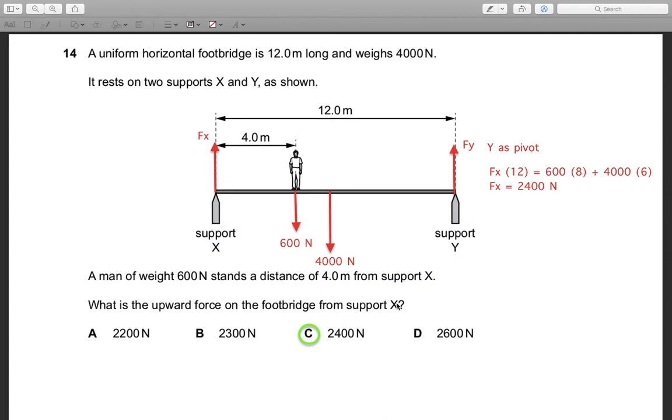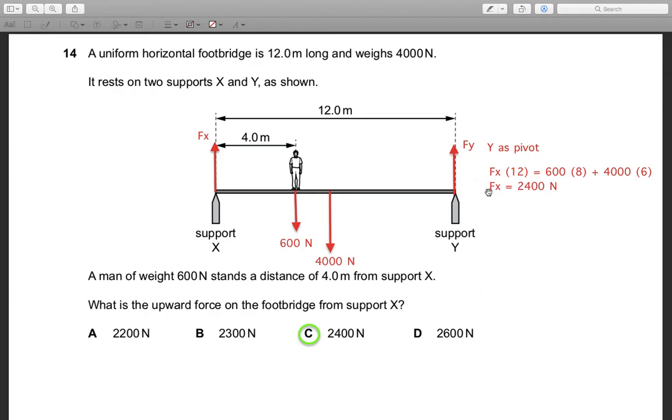Number 14. A uniform horizontal footbridge is 12.0 meter long, and its weight is 4,000 newton. It rests on supports X and Y as shown. A man of weight 600 newton stands at a distance of 4.0 meter from support X. What is the upward force on the bridge from support X?